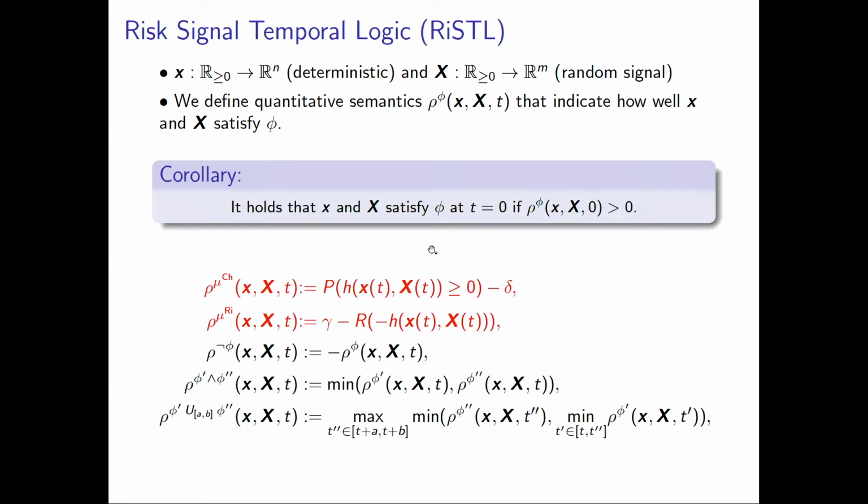I'm not going to go into details here, but the definition follows recursively. For chance predicates, we define the quantitative semantics as the probability of h being greater than 0, and we subtract this chance bound delta. For risk predicates, on the other hand, we take the risk bound gamma and we subtract the risk metric that is put on negative h. And the other definitions here follow standard STL quantitative semantics.